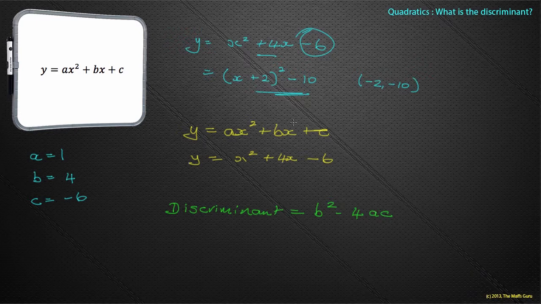Well, let's try it with the example I've got on the board and see whether we actually can find out anything. Well, that will be, b was equal to 4, so 4 squared minus 4 times a, which is 1, times c, which is negative 6. And so we get 4 squared is 16. Minus 4 times 1 is minus 4. Times minus 6 is plus 24. And so that comes to 40.